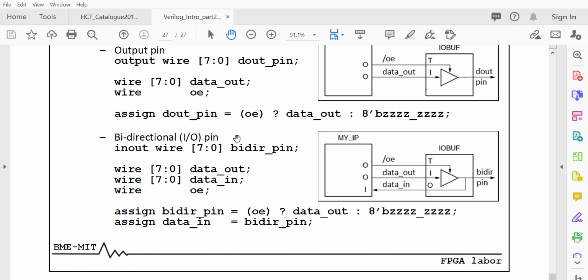Another way is to do it bidirectional. You have an inout wire, and then you have a bidirectional pin. This is assigning it as an output, and when the output enable is disabled, then you can assign it also as an input. But you have to transform this bidirectional pin into data_in and data_out. So you don't use bidir_pin in other assignments, you use data_in and data_out instead.